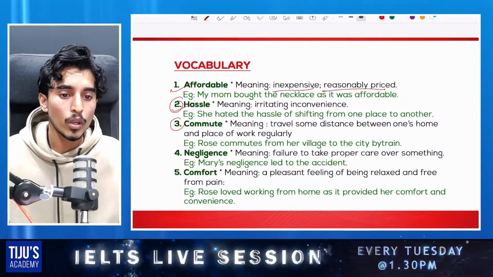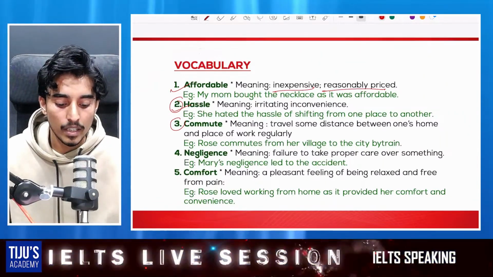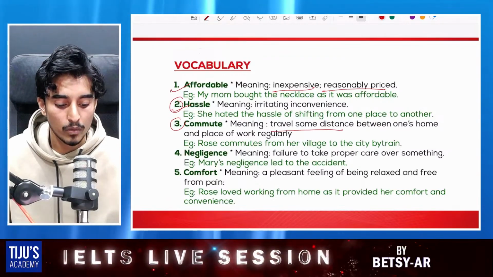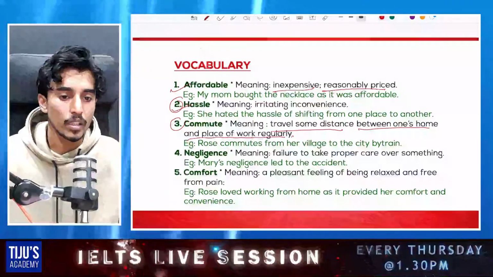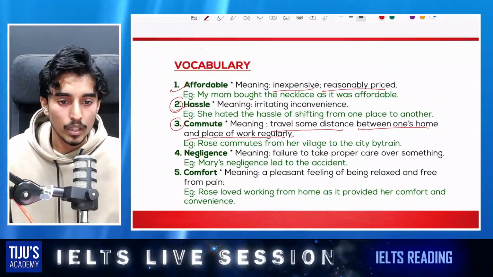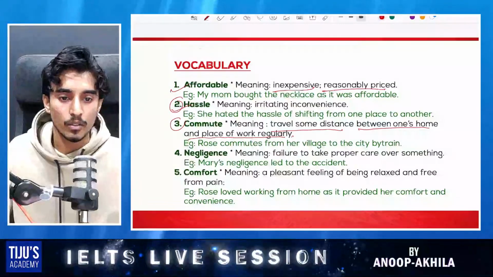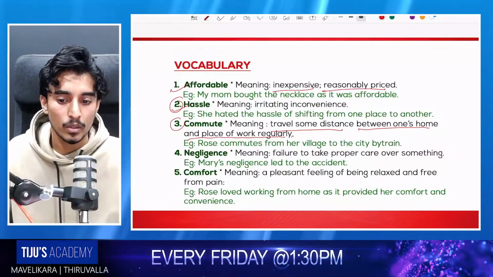Commute means going from one place to another or traveling a distance. Okay, so here the meaning is given as traveling some distance between one's home and place of work regularly. So traveling a particular distance is called a commute. While commuting, you can also use the word travel, as all these words have a similar meaning. So commute is a better word for it.